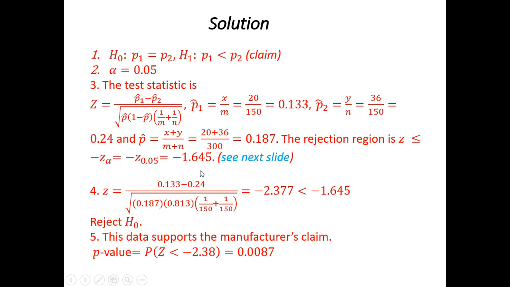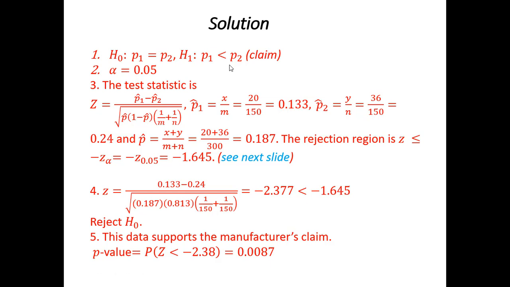Compare that to the critical value, we see it's less. So that would put this in the critical region. And the statistical conclusion would be to reject the null hypothesis. So we're going to reject this hypothesis, and we can say that the data supports this claim.